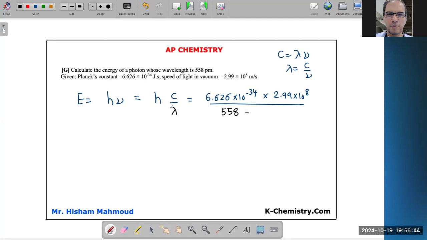558. But there is something wrong with the units here. Yazid, what's wrong with the units? This one is in meter, but this one is in what? Picometer. So I have to multiply it by 10 to the power of negative 12. If you want to change from the picometer into the meter, you have to multiply it by 10 to the power of negative 12. Can we do the math, Yazid?